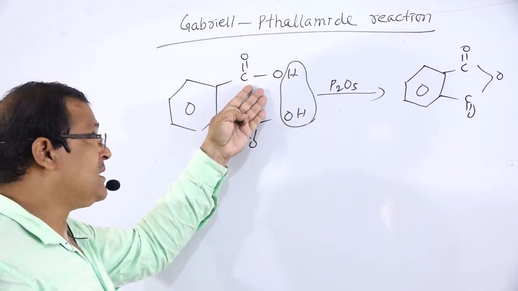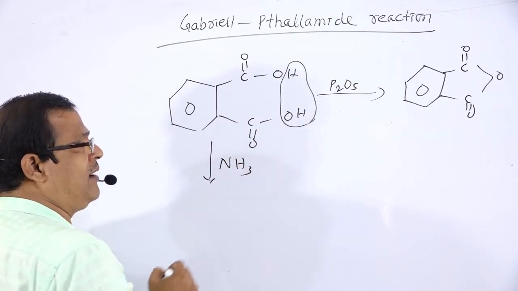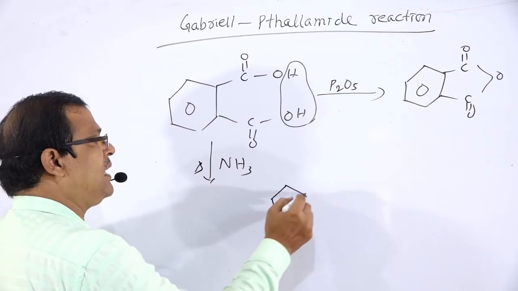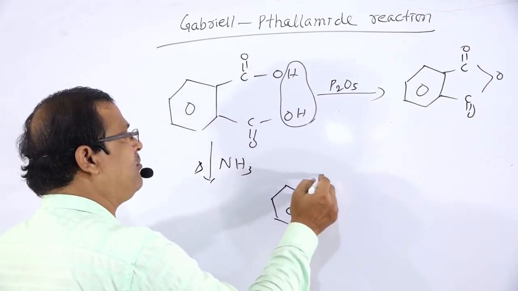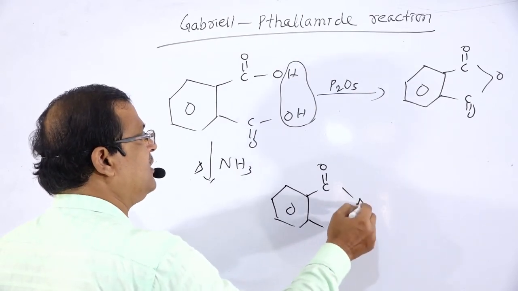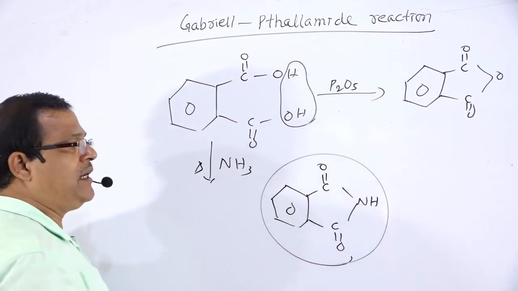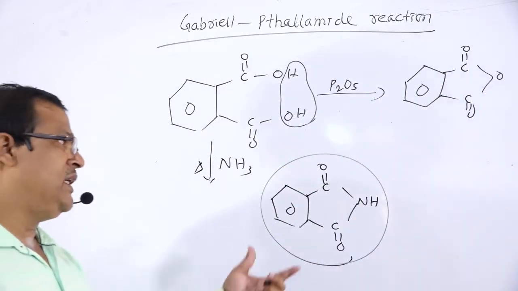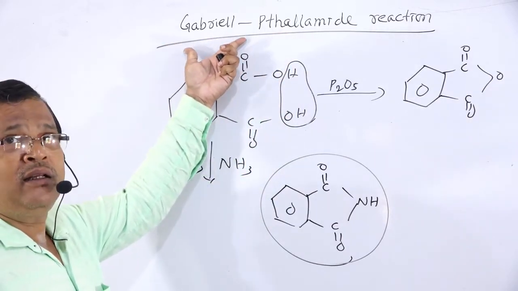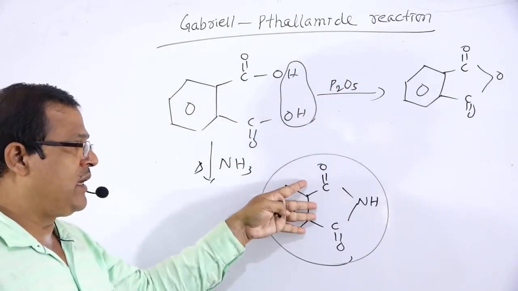So this phthalic acid, whenever it is treated with ammonia followed by heating, there is the formation of this compound known as phthalimide, NH. So this is the formula for phthalimide. We are using this phthalimide during the Gabriel phthalimide reaction. This is not the reaction. We are using this one.